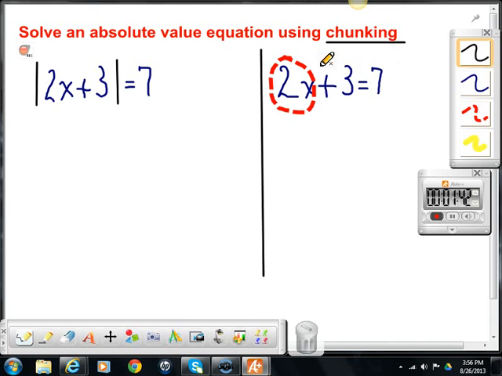So the chunk has to be 4 because 4 plus 3 is 7. Again, we write that the chunk has to be 4.